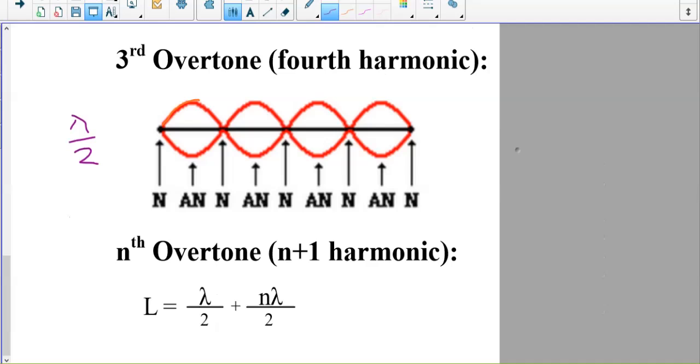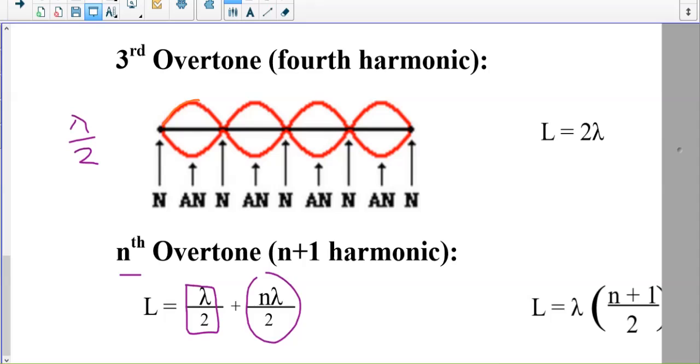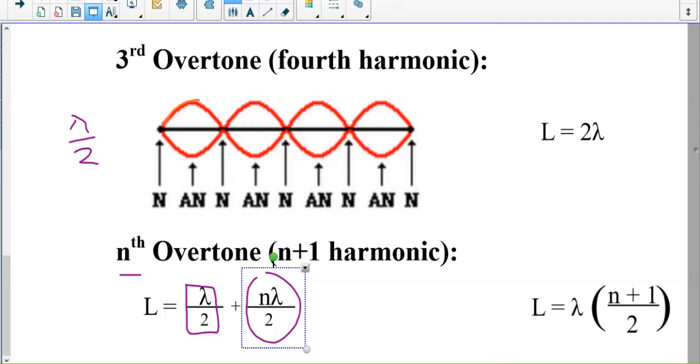So the equation to relate the nth overtone, so any number of overtone, whether it's the fourth overtone, fifth overtone, sixth overtone, you can just create an equation by knowing that the fundamental starts with half a wavelength, and then every overtone after that, you're just adding on half a wavelength again. So if you combine the two together, you should just get the length of any instrument is equal to the wavelength of sound multiplied by the overtone value plus 1, all divided by 2. And that'll give you a representation of the length of the instrument with respect to the wavelength of sound.